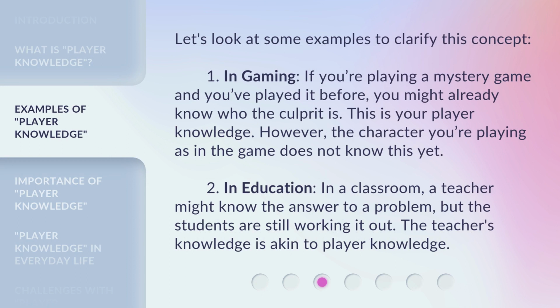Let's look at some examples to clarify this concept. 1. In gaming, if you're playing a mystery game and you've played it before, you might already know who the culprit is. This is your player knowledge. However, the character you're playing as in the game does not know this yet. 2. In education, in a classroom, a teacher might know the answer to a problem, but the students are still working it out. The teacher's knowledge is akin to player knowledge.